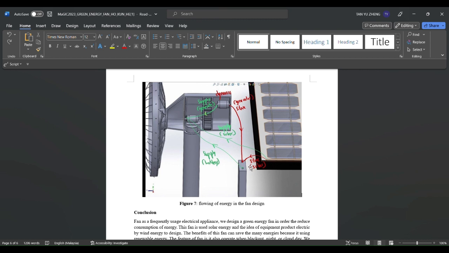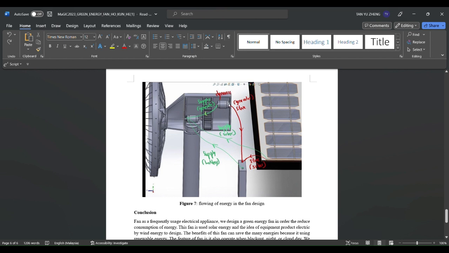At night, the solar panel will be replaced by the battery. The battery will supply 50% of the energy to the DC motor and cause the DC motor to rotate. Once the DC motor has rotated, the lower part of the gear and the upper part of the gear will rotate, and this will cause the dynamo to rotate too.